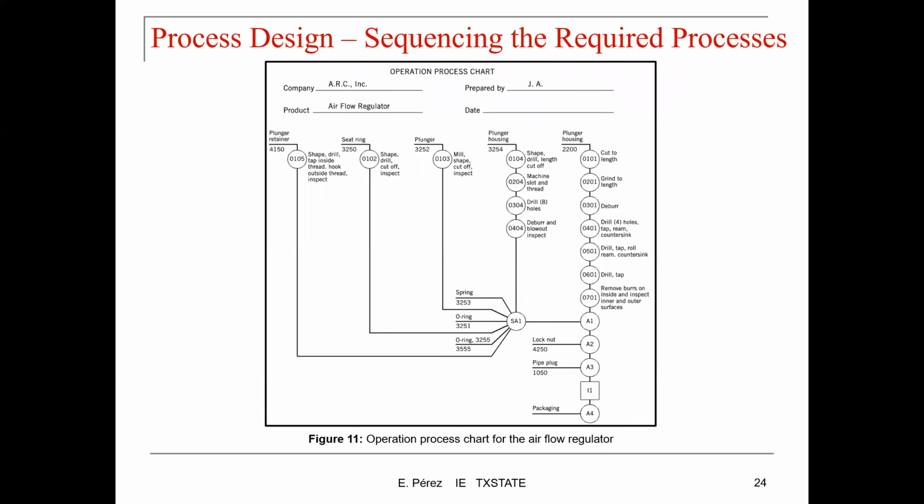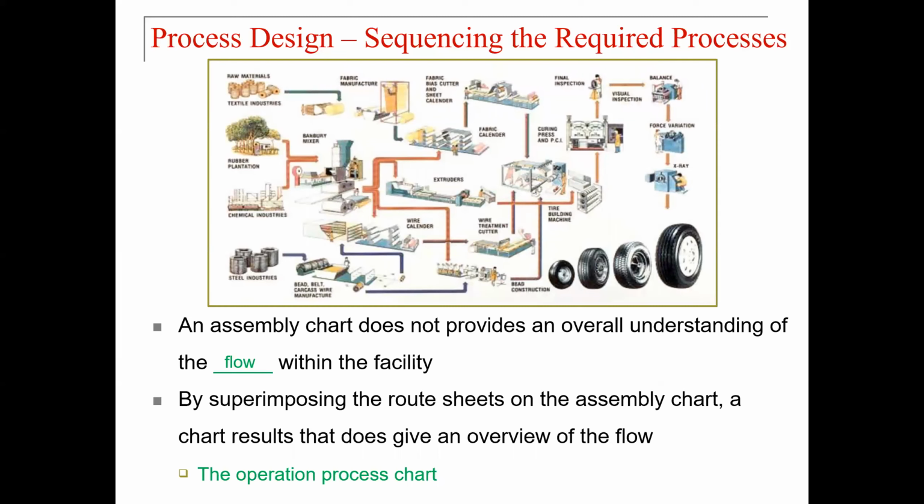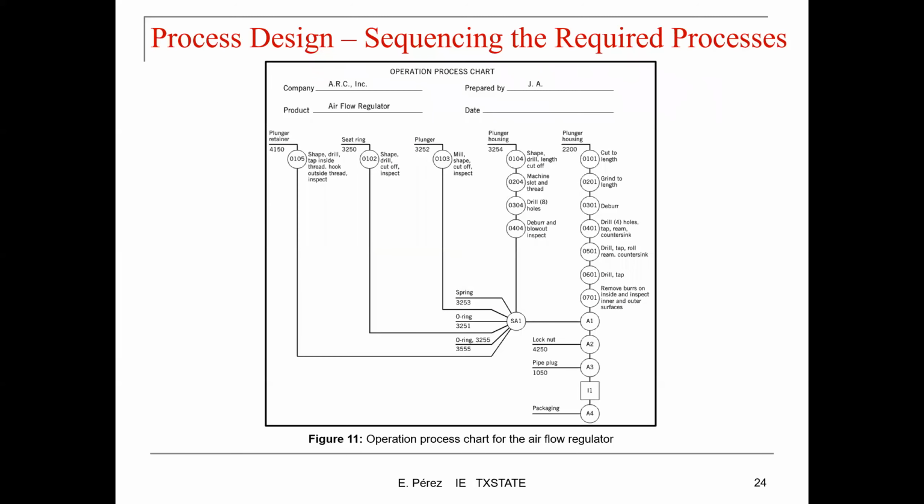So here's the operations process chart for the airflow regulator. We are, again, combining the information from the route sheet and the assembly chart into a chart or a diagram. So what's happening here, you have the information in terms of the assembly of each component, but you also have information about the part number, and you also have information about the type of process that is needed for each part.